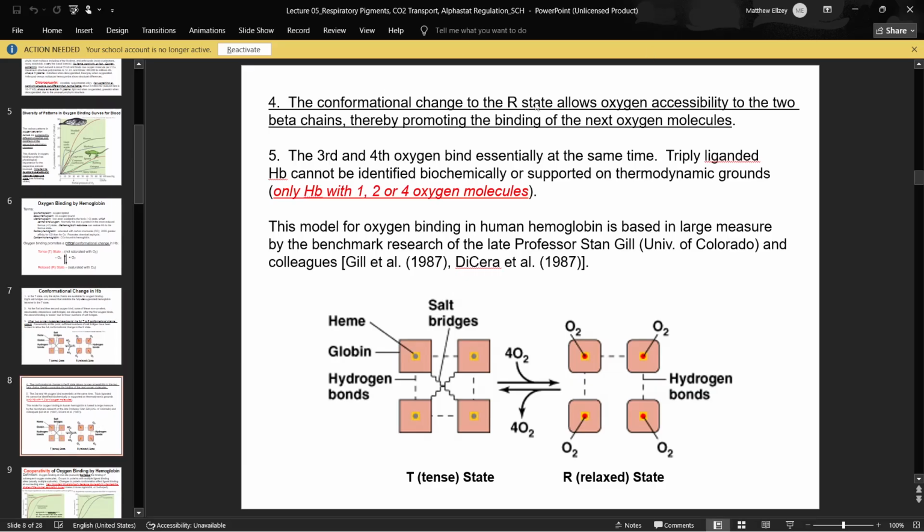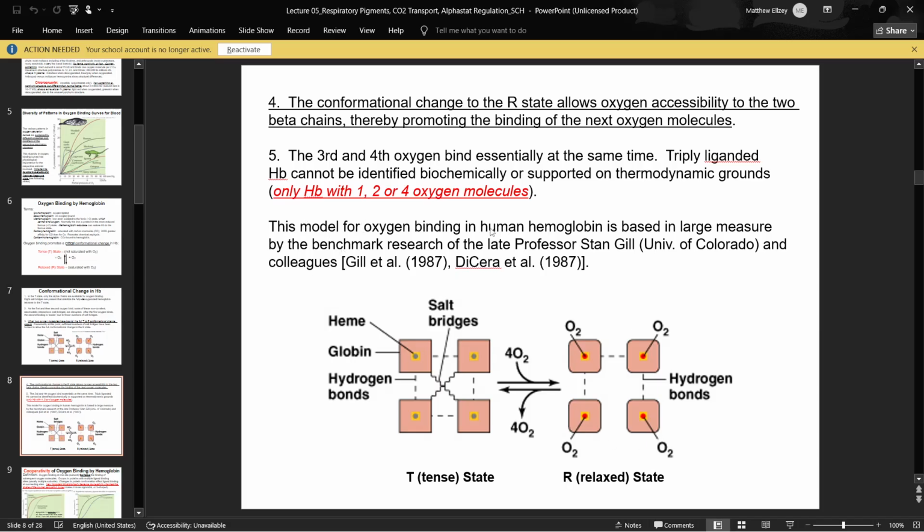So the conformational change to the R state allows oxygen accessibility to the 2 beta chains, therefore promoting the binding of the next 2 oxygens. So the third and fourth oxygen bind essentially at the same time. Triply liganded hemoglobin cannot be identified biochemically or supported by thermodynamic grounds. So basically what that means is once the first 2 oxygens have bound, this promotes such a rapid affinity for oxygen in the relaxed state that essentially the other 2 oxygens bind at the exact same time. So the relaxed state is immediately going to bind the other 2 oxygens, fully oxygenated hemoglobin right here.